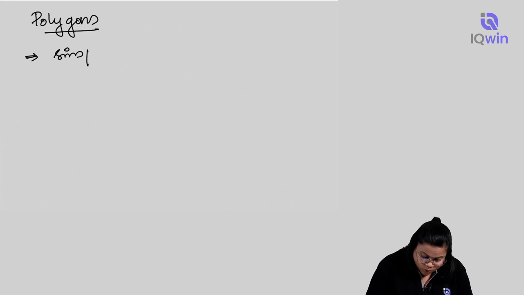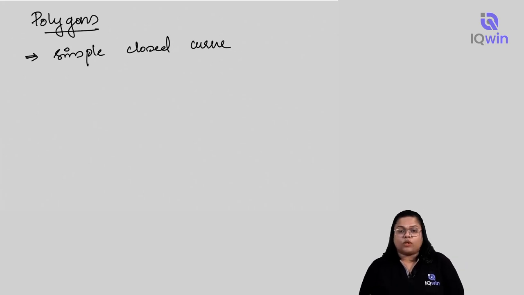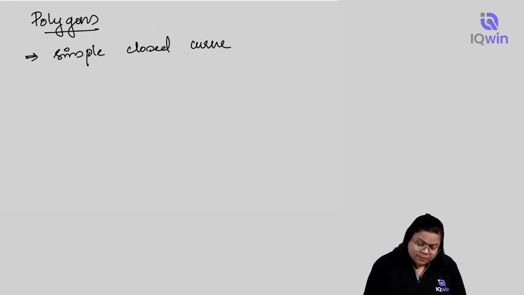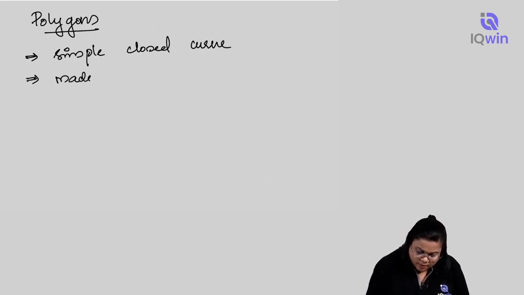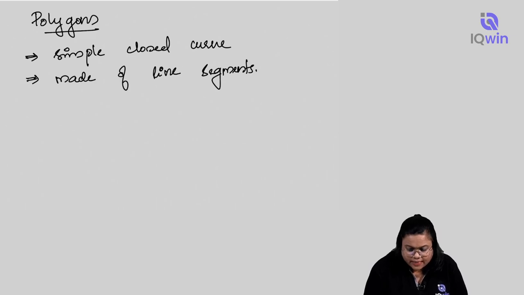Okay, polygons. What are polygons? Polygons are simple closed curves. What is a simple curve? A curve that does not cross itself. And what is a closed curve? Its starting point and ending point are the same point. So, a polygon is a simple closed curve, and it is made up of line segments.